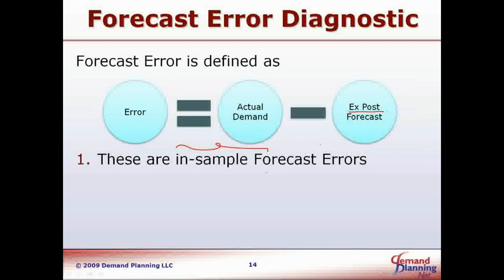So these are also called in-sample forecast errors, or historical forecast errors. These are in sample because if you have 30 months of observations to model the future, you have a sample size of 30. You're using a history size of 30.